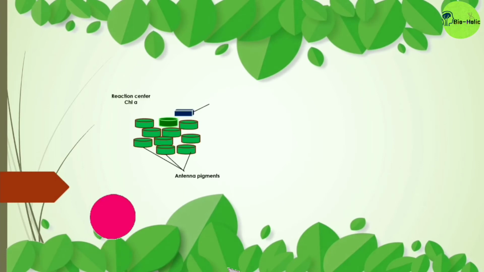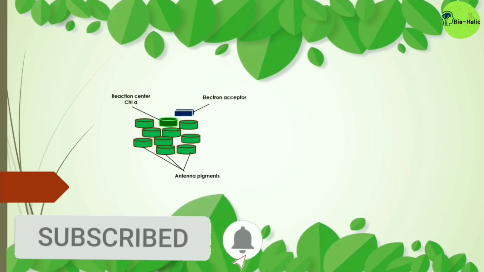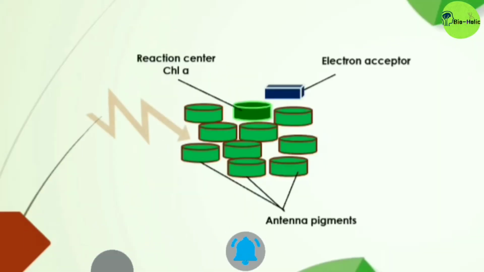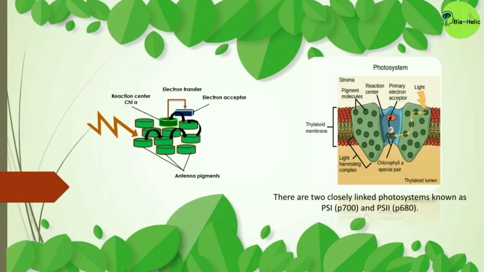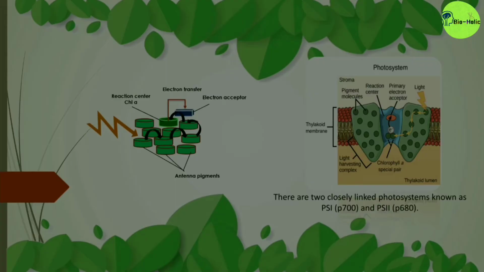Last Friday we learned how photosystem works and how the antenna pigments help in the transportation of light energy to the reaction center. In light reaction, there are two closely linked photosystems that are known as PS1 or P700 and PS2 or P680, but PS2 works first and PS1 works later.